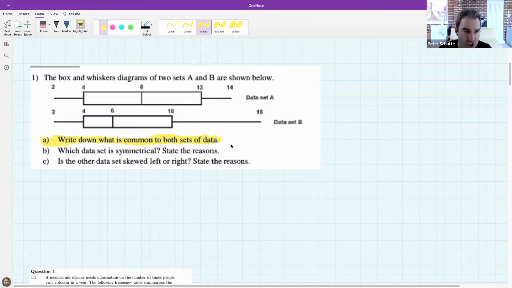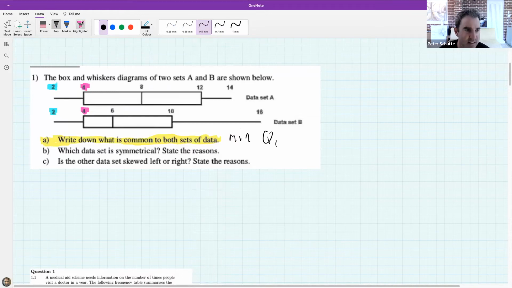So I see in the chat, lots of students, and I agree with you, you're noticing that the min value is the same. So that's the first one. And you've also noticed that Q1, the lower quartile, is the same. That's different, and that's different. Okay, so first answer is min and Q1 are the same.